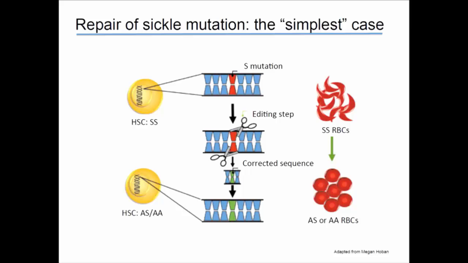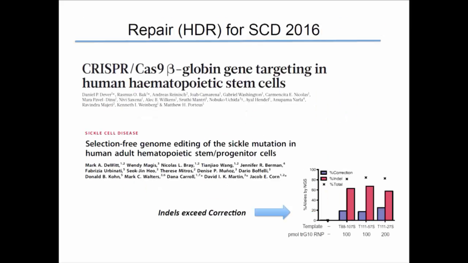Now, what about correcting the sickle cell mutation? Mitch already described this, and there are a number of examples in the literature. Quite recently, two papers have demonstrated specific correction of the sickle cell mutation. But the important point is right down here. As Mitch mentioned, the indels, or the non-homologous end joining, greatly exceed the correction. So the indels are red, the correction is in blue. So the correction is at the expense of also inactivating a copy of the beta globin gene.